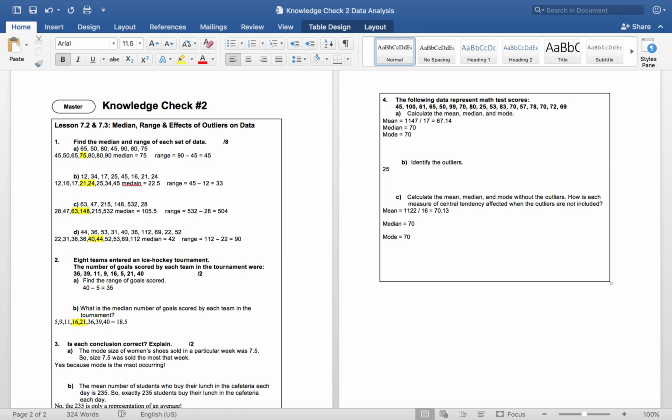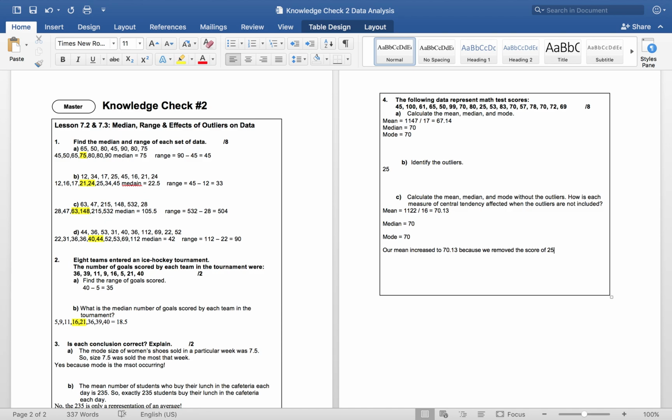Where you get your 8th mark from, because this question is out of 8, is the last part here. It asks kind of what changed. So based on taking out your outliers, what difference did it make? Well, in this case, our mean, our average, increased to 70.13 because we removed the score of 25.